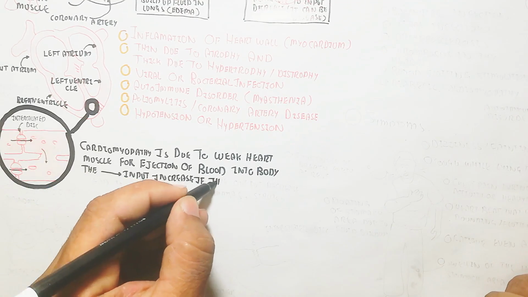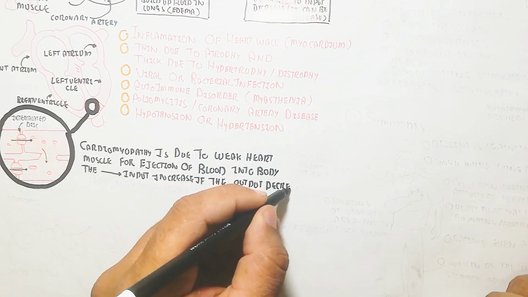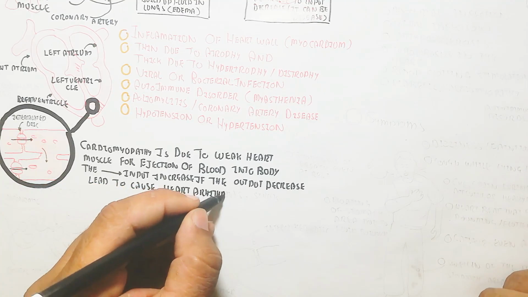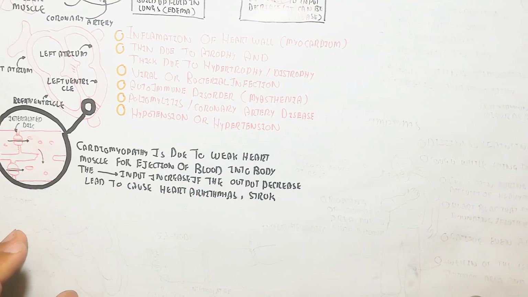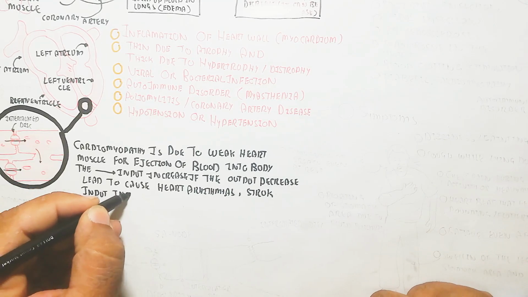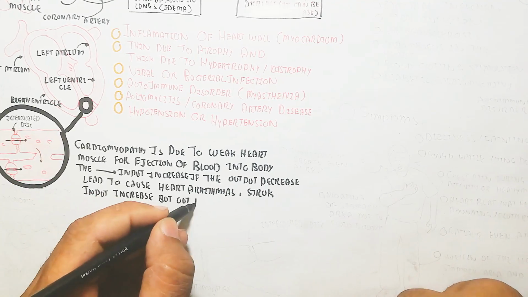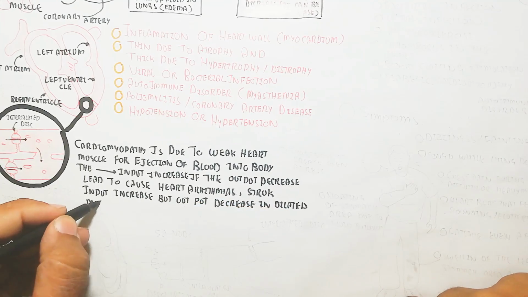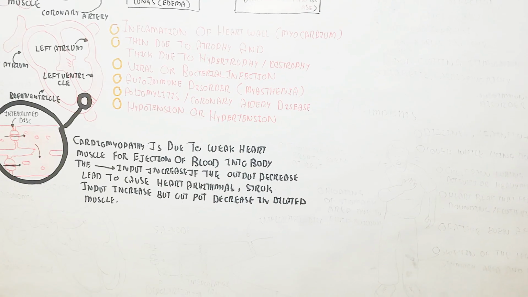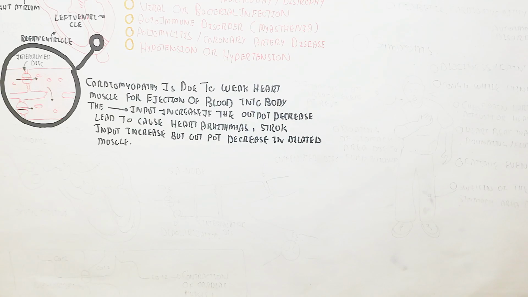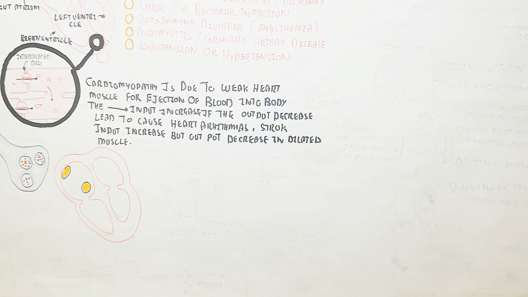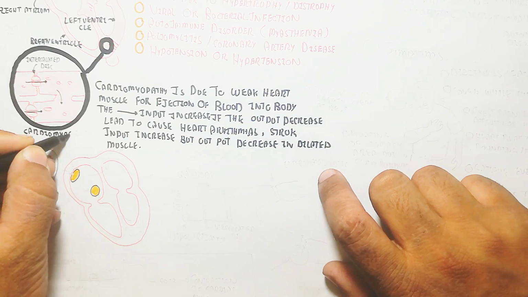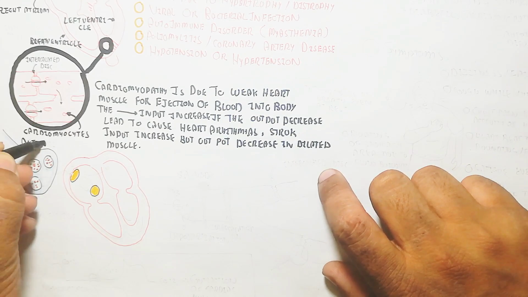Cardiomyopathy is due to weak heart muscle for ejection of blood into the body. If the input increases while the output decreases, it can cause heart arrhythmia and stroke. In dilated muscle, remember, input decreases and output decreases because of muscle weakness. In this way the input will decrease if the output also decreases, but the heart rate will increase, which is known as arrhythmia. So arrhythmia can occur. This is the cardiomyocyte.